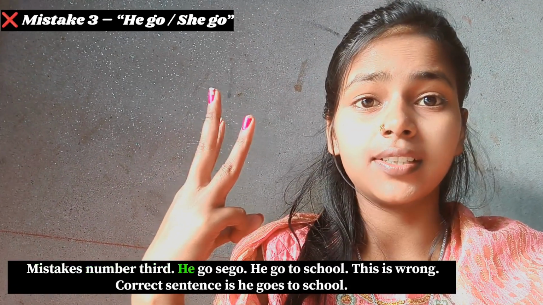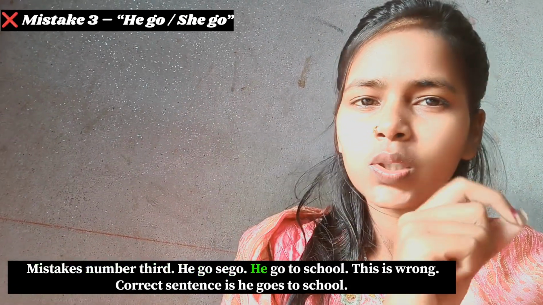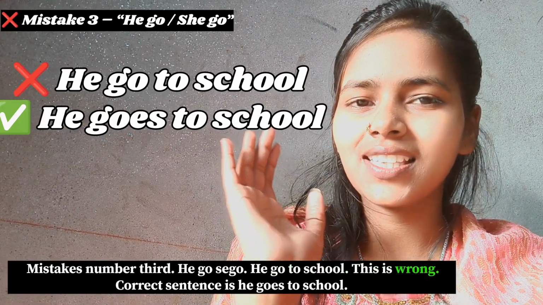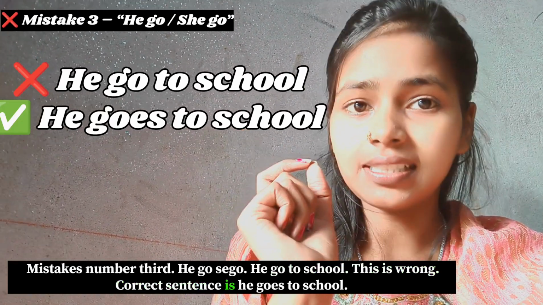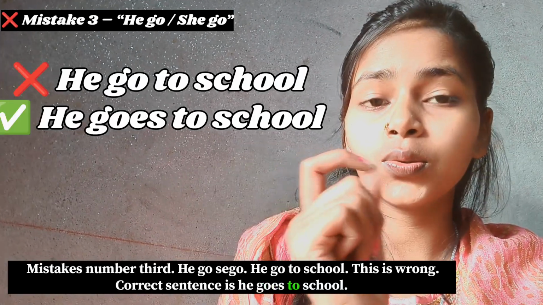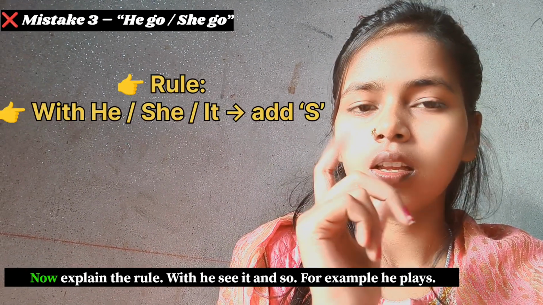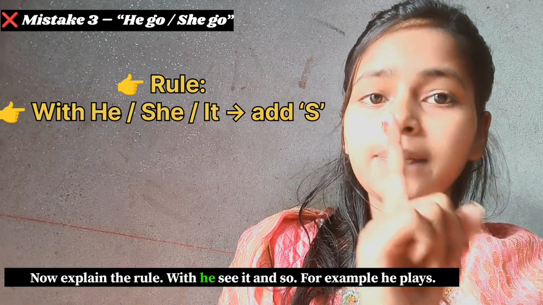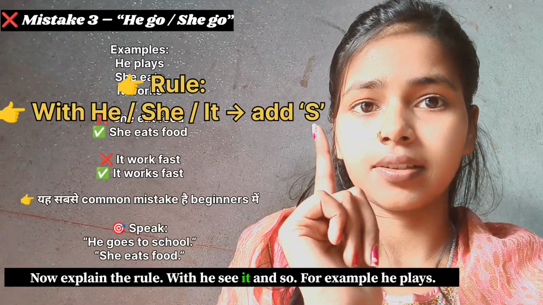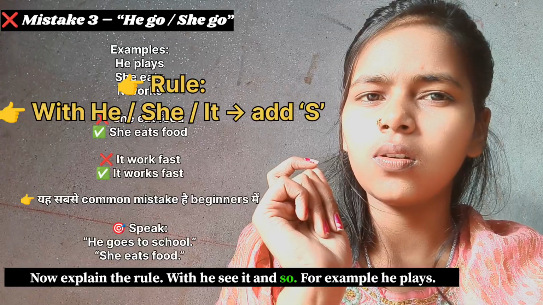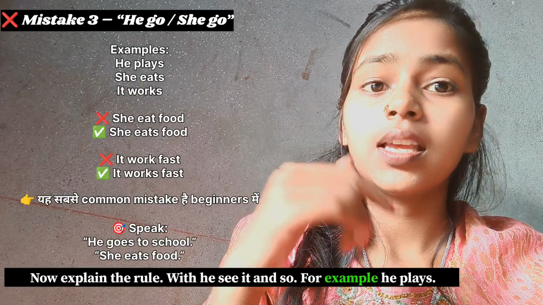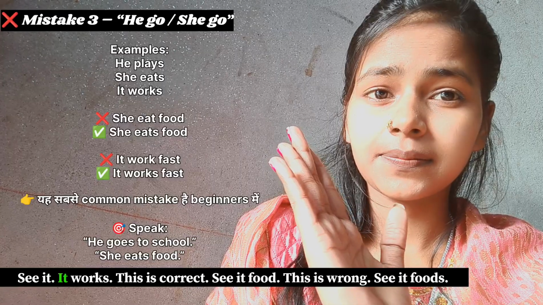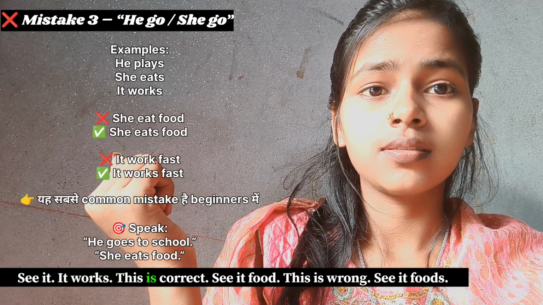Mistake number 3. He go, she go. He go to school. This is wrong. Correct sentence is he goes to school. Now let me explain the rule. With he, she, it, add s. For example, he plays, she eats, it works.